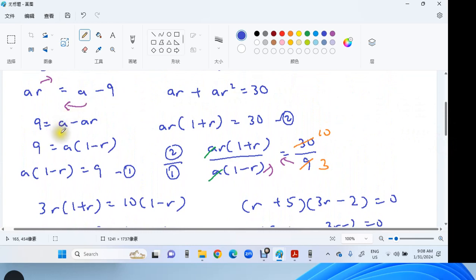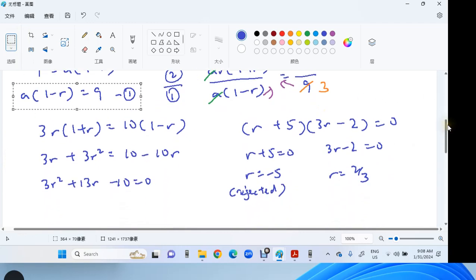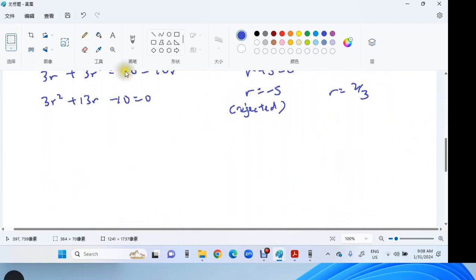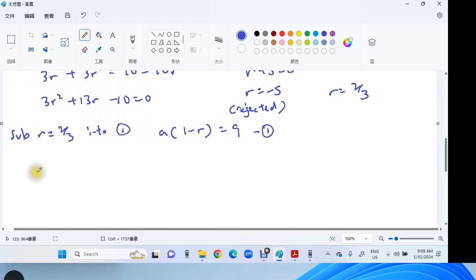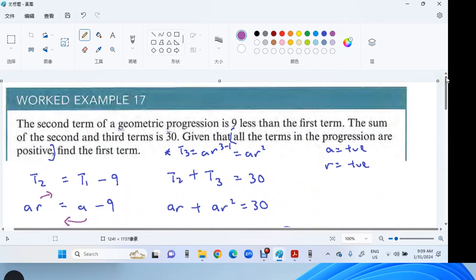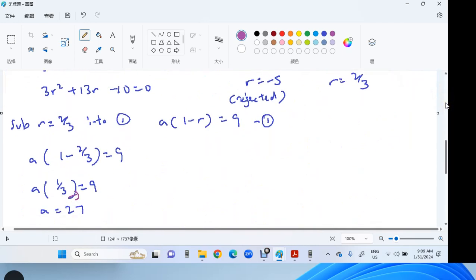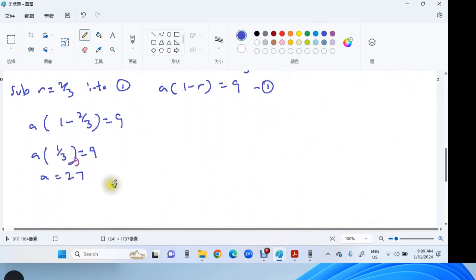We can sub into the first equation. So we sub R equal to 2 over 3 into equation 1. So we have A(1 minus 2 over 3) equals 9. So A times 1 over 3 equals 9. So we have A equal to 27. The question asks us to find the first term, so 27.